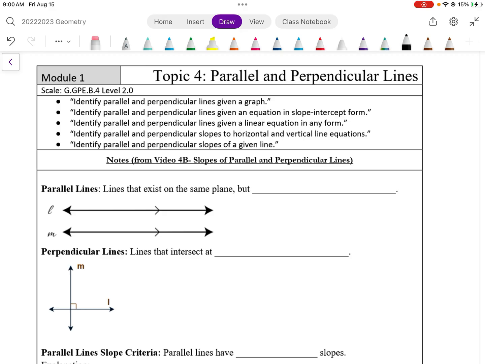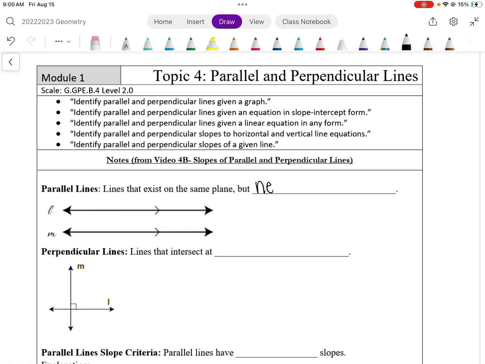All right, topic for part B. We are still working on the geometry scale, the GPE B4. We're working on several 2.0 scales here. Basically, all of these kind of revolve around the same thing, parallel and perpendicular slopes.